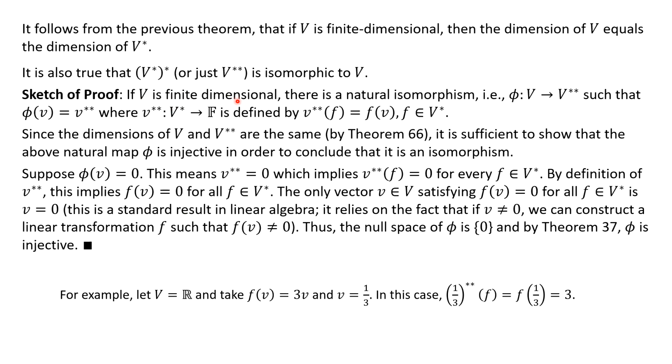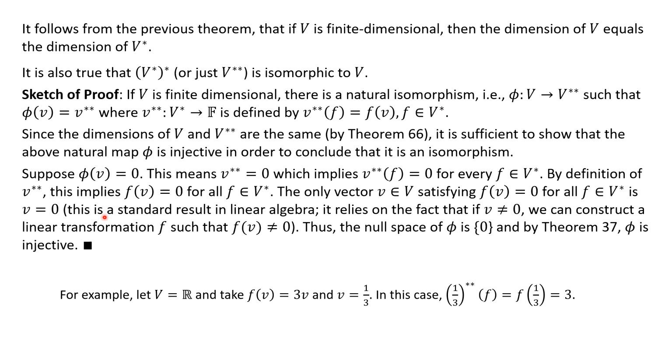If V is finite dimensional, there is a natural isomorphism, we'll call it phi, from V to the dual of the dual of V, or V star star, such that phi of v equals this entity v star star, where v star star is a mapping from the dual of V to F, where F is a field over which our vector space is defined. It's normally the real numbers, at least in our discussions. And v star star of f is defined to be f of v for f an element of the dual space of V.